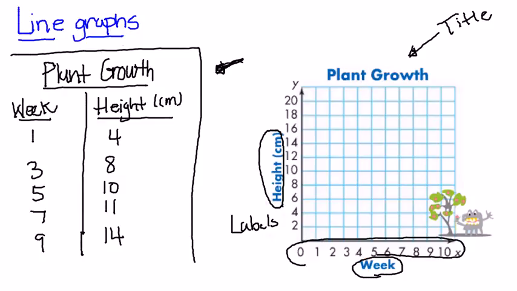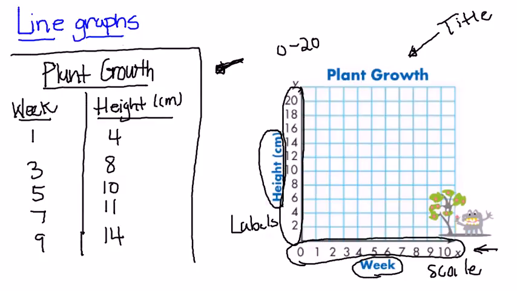Our scale on the x-axis goes from 0 to 10. Our scale on the y-axis goes from 0 to 20. What you might have noticed, that these don't go up by the same amount. The interval for this axis right here is 1, so it goes up by ones, 0, 1, 2, 3, and so on all the way up to 10. Whereas on our y-axis right here, notice it goes up by 2s, 2, 4, 6, 8, 10. Our interval here is 2.